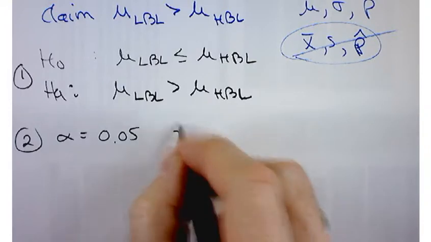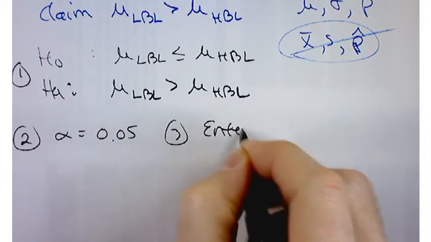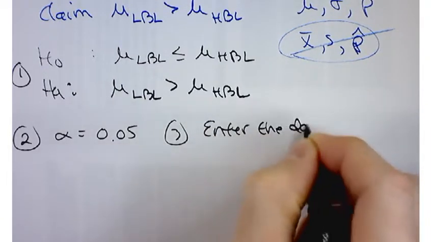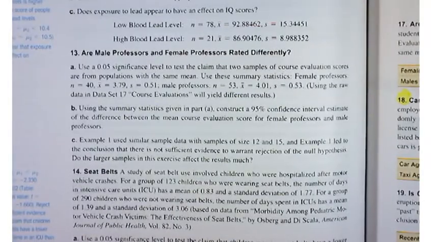Step 3 for us has been replaced by, we're going to replace finding the statistic from the appropriate distribution with entering the data. Enter the data. And by that, I mean the summary statistics. So let's go back to the book. We have these summary statistics.